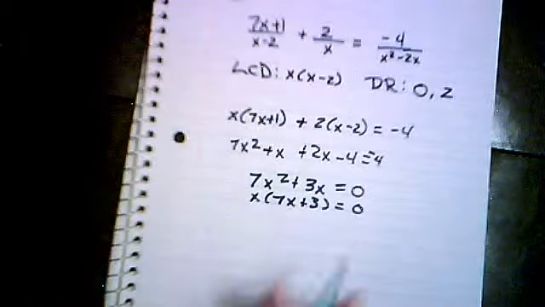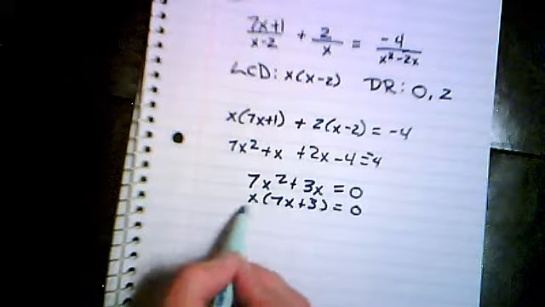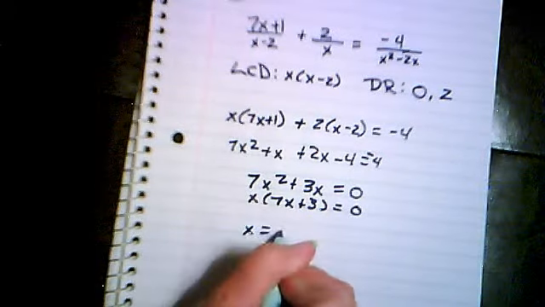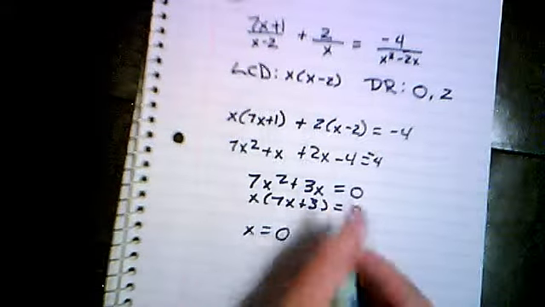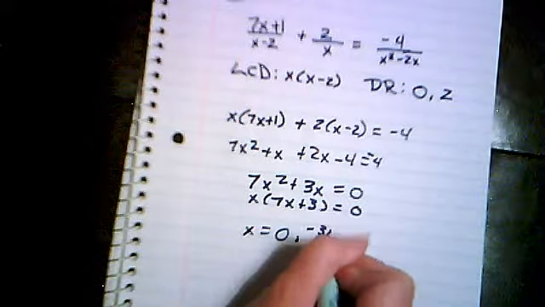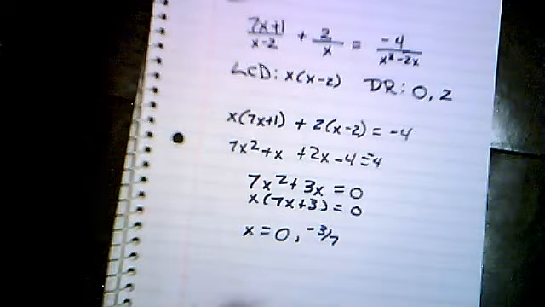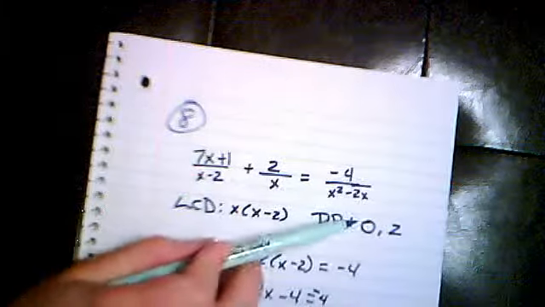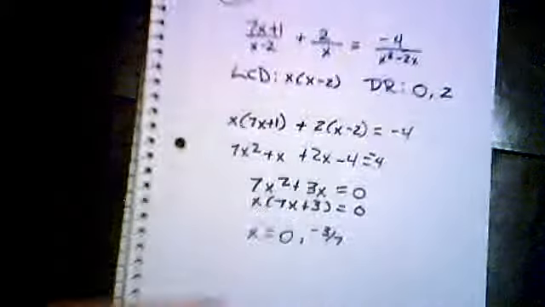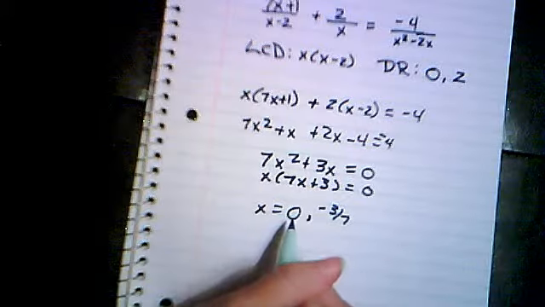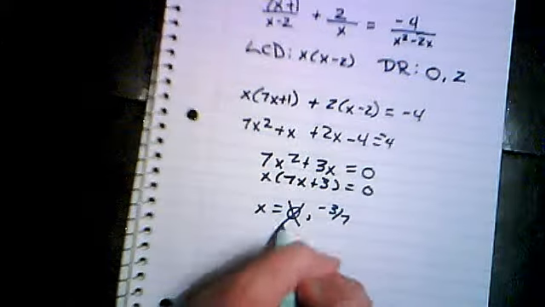Now, both of these have to be set equal to 0. x is set equal to 0, and then when this one's set equal to 0, then I get negative 3 over 7. Now, I go back and I look at my domain restrictions. I'm not allowed to use 0, and I'm not allowed to use 2. But one of my solutions was one of my domain restrictions, which means I'm not allowed to use that.